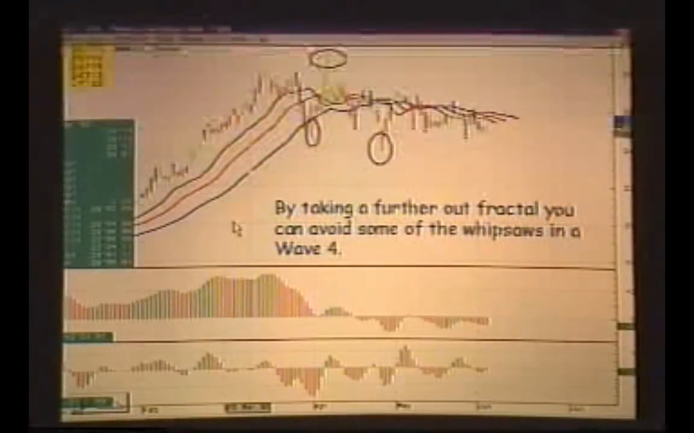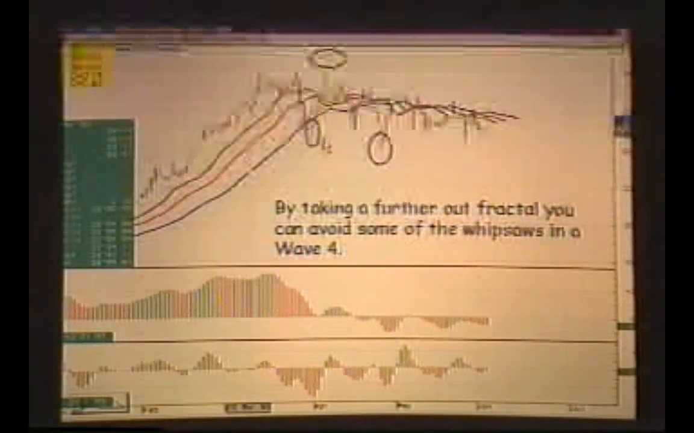Now here, this is what I'm talking about. By taking a further out fractal, you can avoid some of the whipsaws in a wave 4. So here you had your big move, right? And then here's your fractal and your fractal. These are the outer 2 most fractals at the beginning of this wave 4. Now remember, I don't want to get right in the beginning of a wave 4. I would rather get in, hopefully, in the C wave, or hopefully right at the beginning of wave 5. But there's no way for us to really know when wave 4 is going to end, how long a wave 4 is going to be, or how complex or simple a wave 4 is going to be.